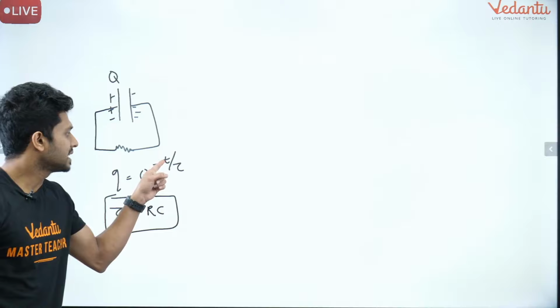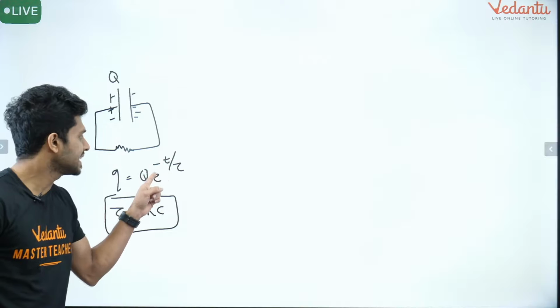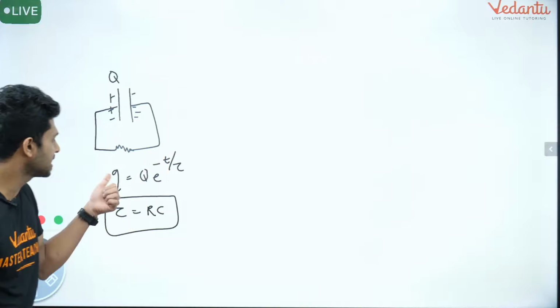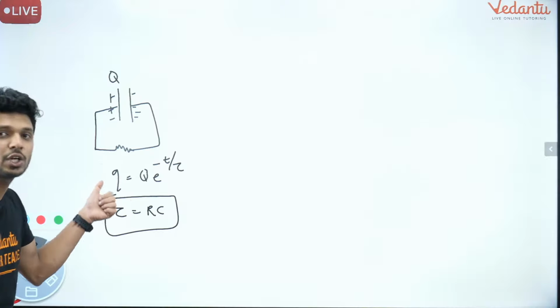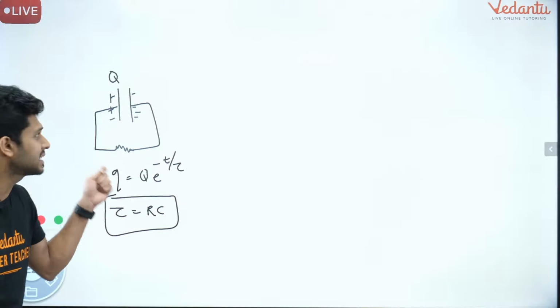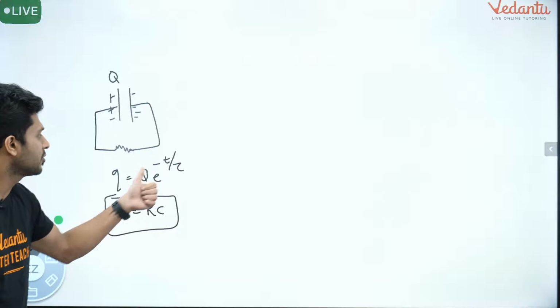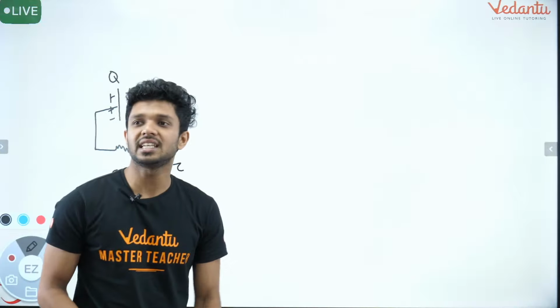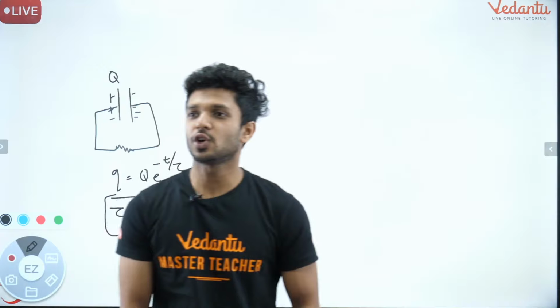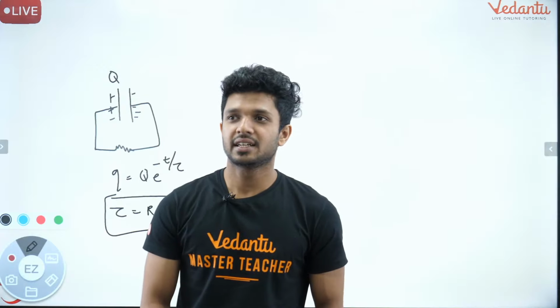So after a time of t, the amount of charge present will be equal to this. As you know, once the time increases, e raised to minus value keeps on decreasing, which will decrease the present value of the charge. Small q gives you the present value of the charge after a time of t, where capital Q is the initial value of the charge. Yes or no? Understood till here?